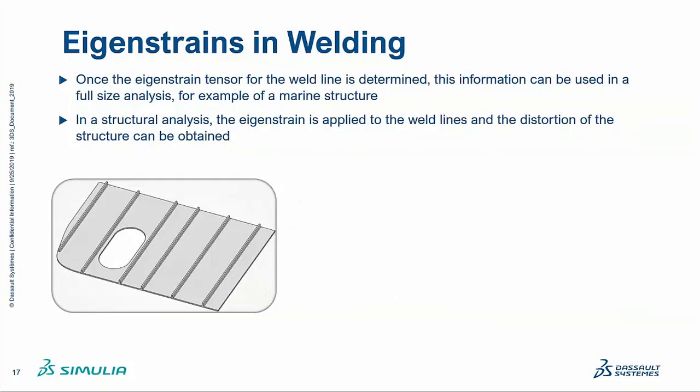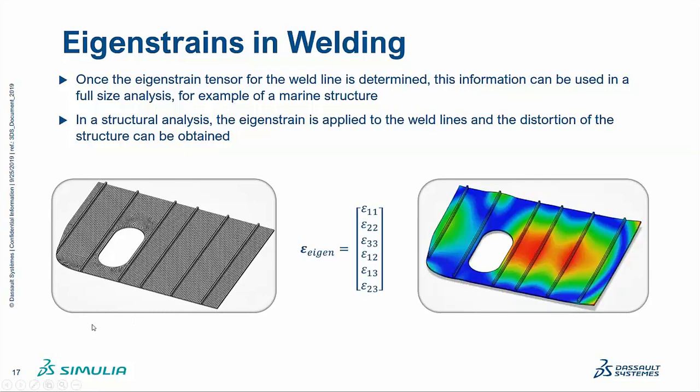Now, once the eigenstrain tensor for a particular weld line has been determined, then you can use this information for, let's say, a full scale analysis of a larger marine structure. So basically what we have is this type of panel with a little hole for, let's say, a window in this case, on the side of a ship hull. We go through a simulation where we apply the eigenstrain tensor in the middle and end up with a deformation field as depicted in the right-hand side of the slide. So basically the eigenstrain is applied to the weld lines, and the distortion that we get is obtained from this relationship.